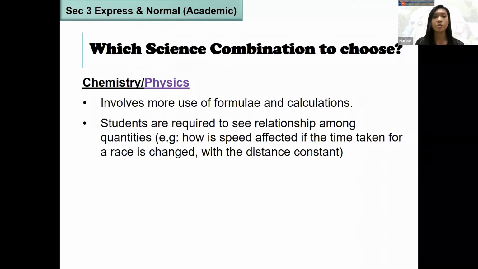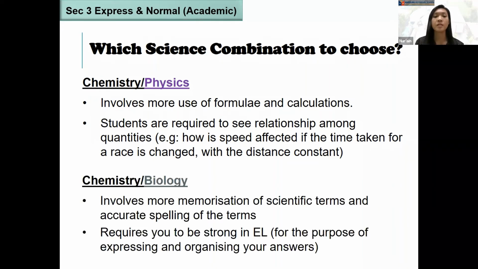So I'm sure the question that you might be wondering would be, so which science combination to choose? So generally, for chemistry physics, it involves more use of formula and calculation, and students are required to see relationship among these quantities. For chemistry biology, it involves more memorization of scientific terms and accurate spelling of the terms. So it requires students to be rather strong in English language for the purpose of expressing and organizing answer. So for students who are generally weaker in language, we would strongly advise these students to choose chemistry, physics instead, as the students would be able to cope better with the demand of the subject.